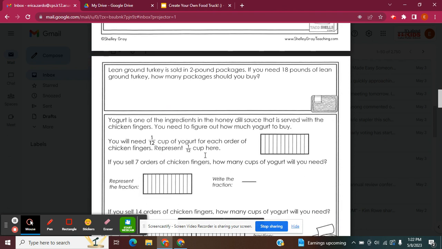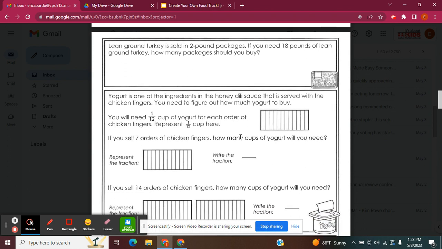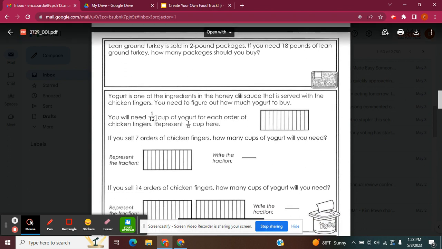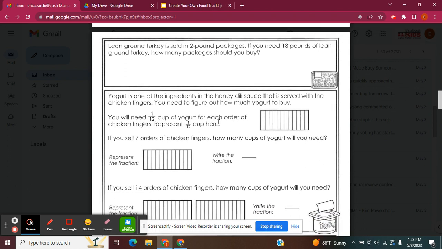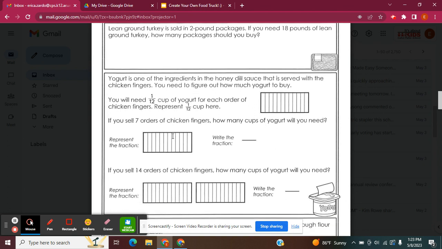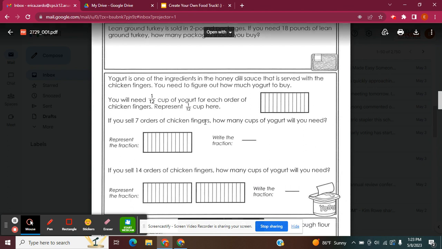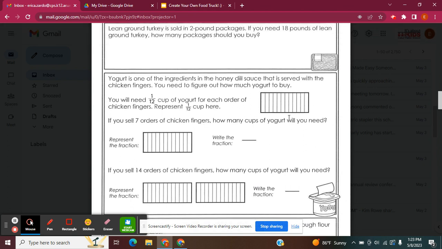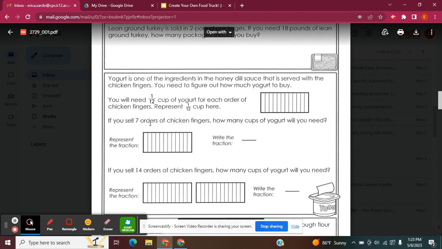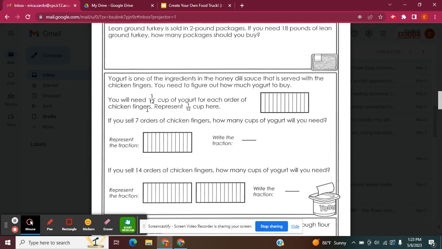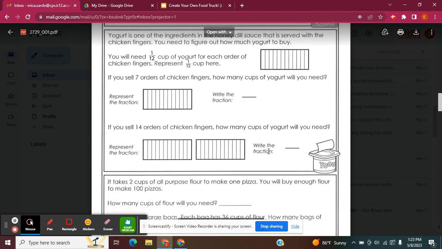Okay? And these are like fractions. You'll need 1/12 cup of yogurt for each order of chicken fingers. Represent 1/12 here, so you just do the 1/12. And then if you sell 7 orders of chicken fingers, how many cups of yogurt will you need? So you know that for every order, you need 1/12 of a cup. So you would color those to match 1/12 times 7, and then write your fraction.